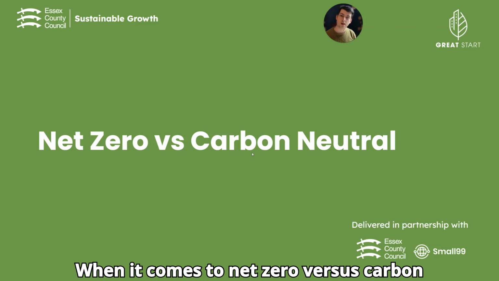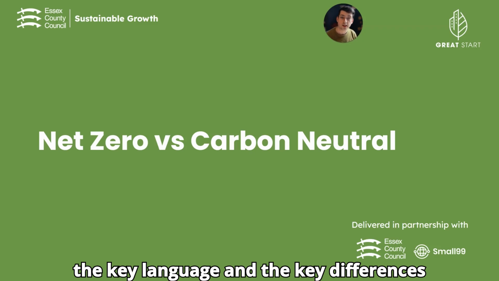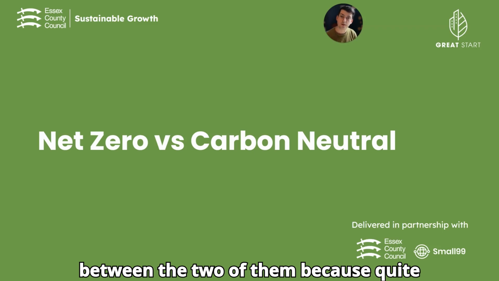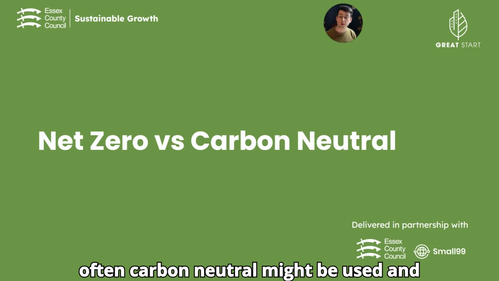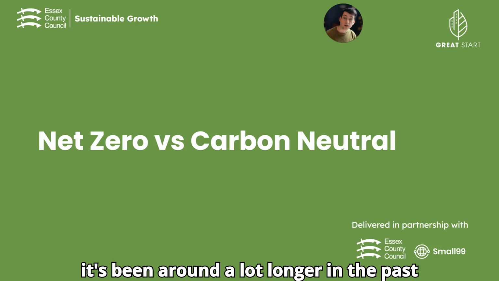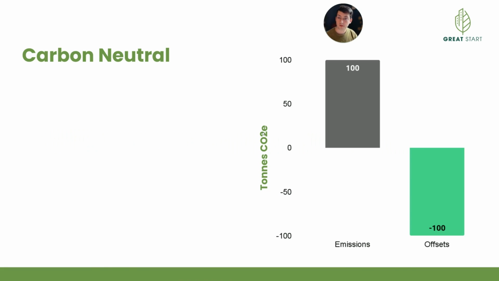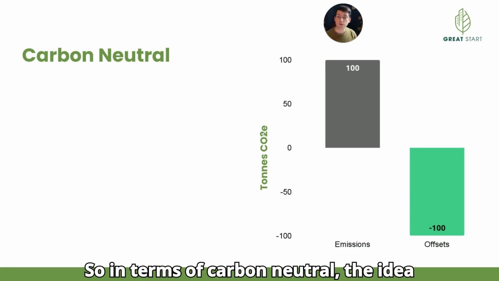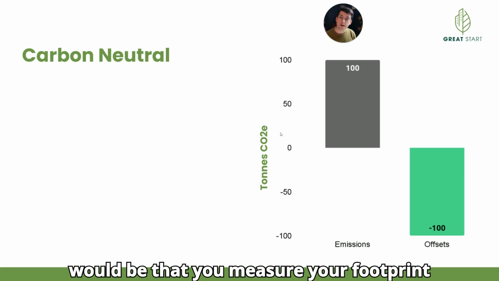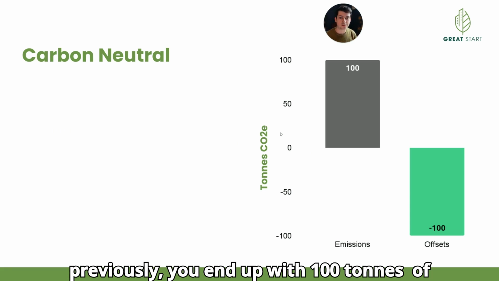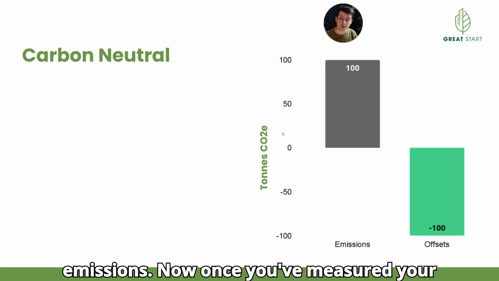When it comes to net zero versus carbon neutral, it's really important to define the key language and the key differences between the two of them, because quite often carbon neutral might be used, and it's been around a lot longer in the past 10 years, but has some substantial differences to net zero. So in terms of carbon neutral, the idea would be that you measure your footprint, and as we saw in the very neat example previously, you end up with 100 tonnes of emissions.